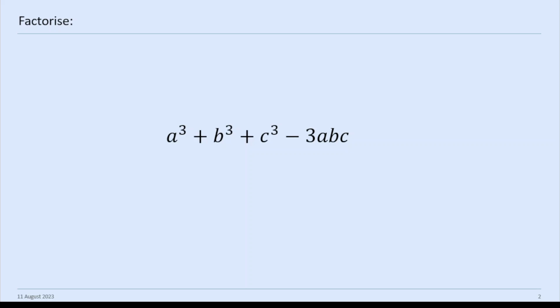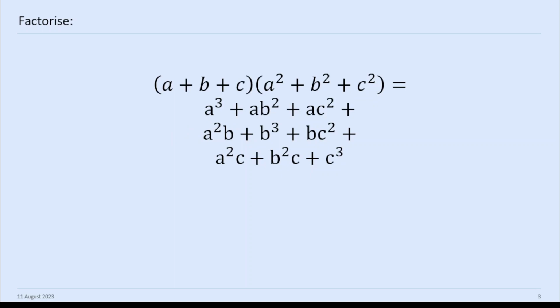I think we're also looking for one linear factor and one quadratic factor, if you know what I mean, because this is a cubic in a, b and c. Although towards the end we'll question this, but for now we're looking for one linear factor and one quadratic factor.